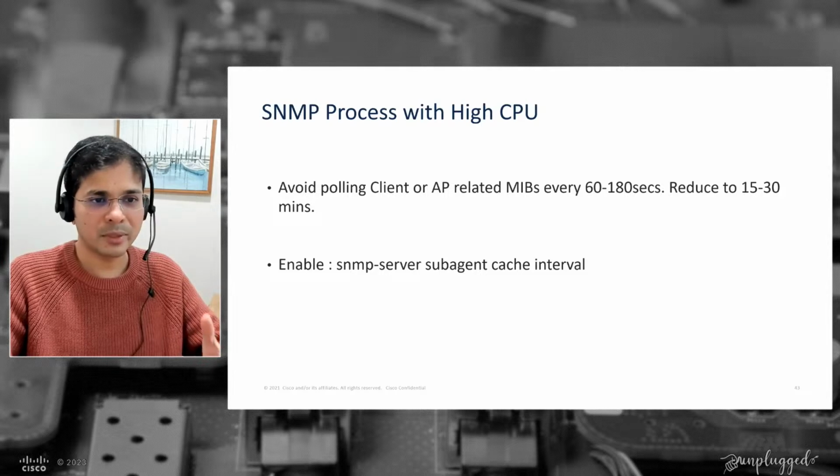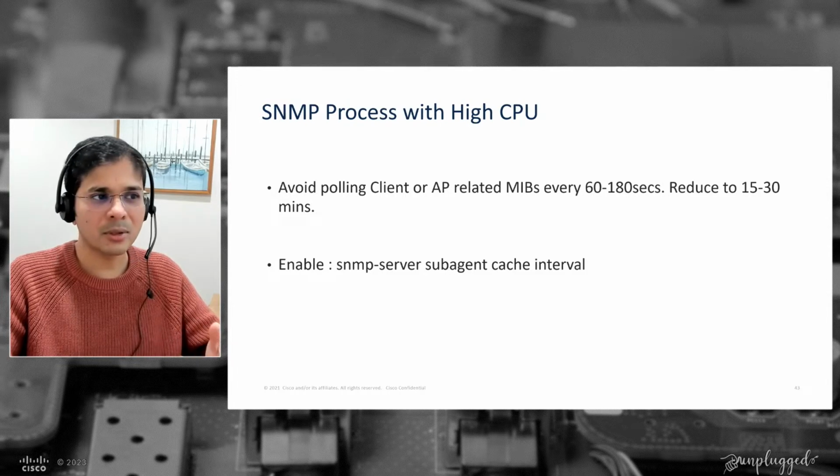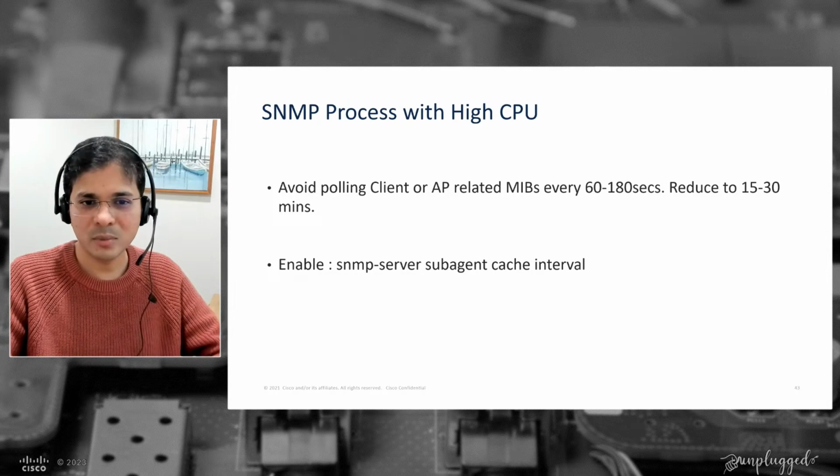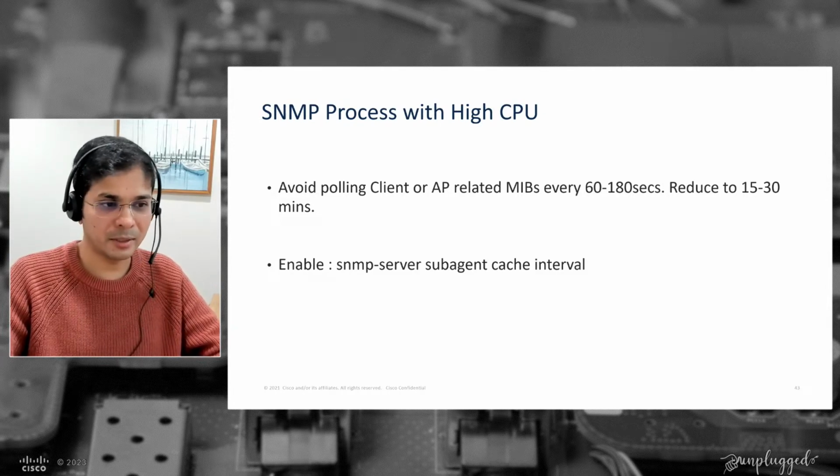These were SNMP processes. There were quite a few customers who would enable a lot of polling. There were some servers that polled every 60 seconds to 180 seconds. I would say look into those SNMP MIBs. If you really think you need those 60 seconds, watch out for the CPU going high. But for the most part, I think most customers have been okay to stay with a 15 to 30 minute interval for these MIBs.